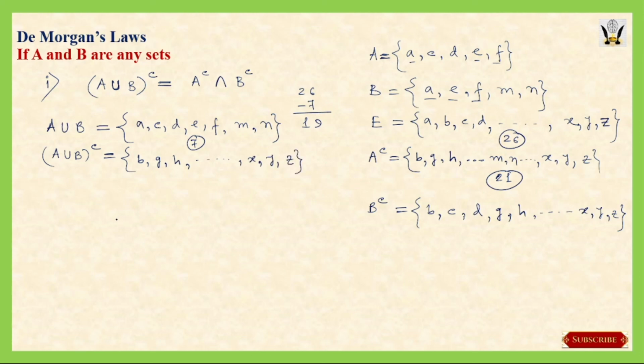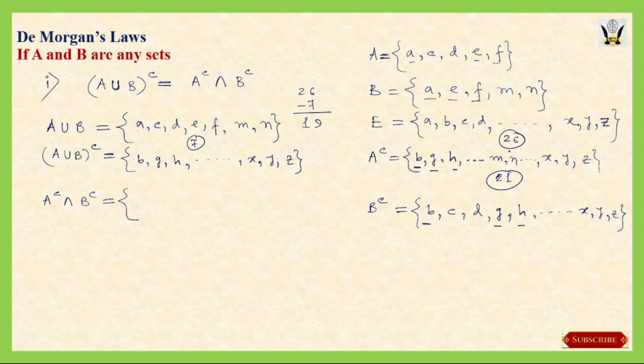And if we take the intersection operation between A complement and B complement, then what are the elements? A complement means we have these elements, B complement has these elements. So what are the common elements? We have B, then C, D we will not include them, then G, H, and all other alphabets after that.